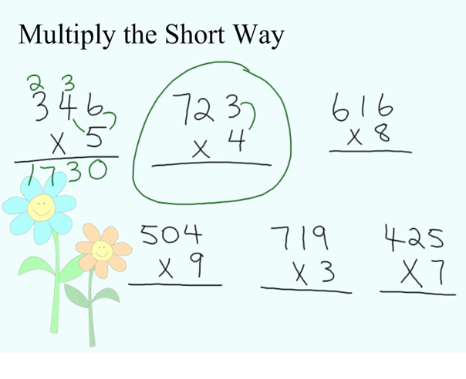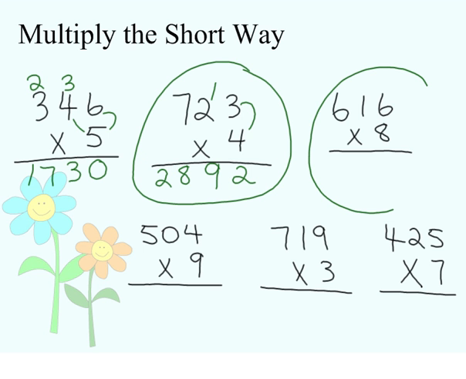Well, when I do this question, I multiply 3 times 4, which is 12. 2 times 4, which is 8. Add on the 1, make it 9. 7 times 4 is 28. So my answer is 2,892. Did you get the same answer? I hope so.